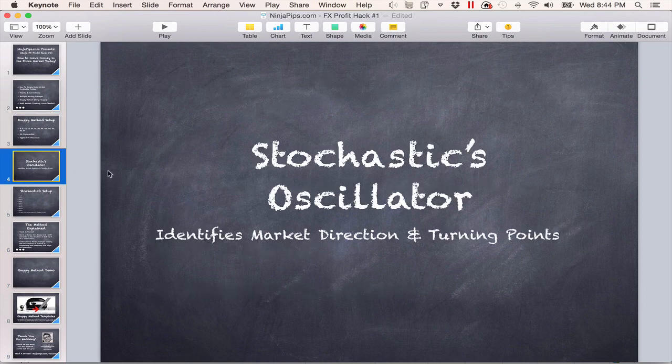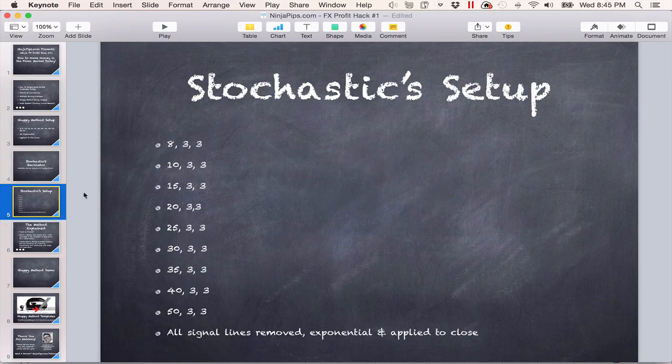Next in the system, we're going to set up our stochastic oscillator, and this identifies market direction and turning points for us. And these are the settings. And definitely make sure all signal lines are removed, exponential, and applied to close. Okay?